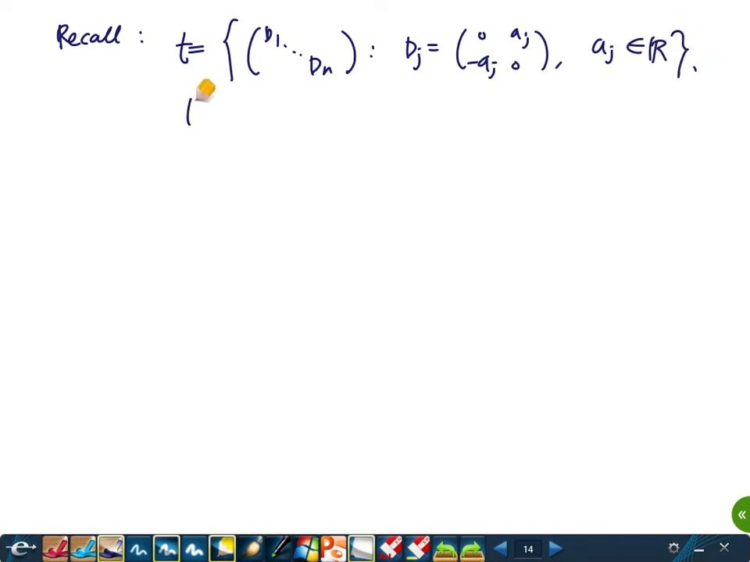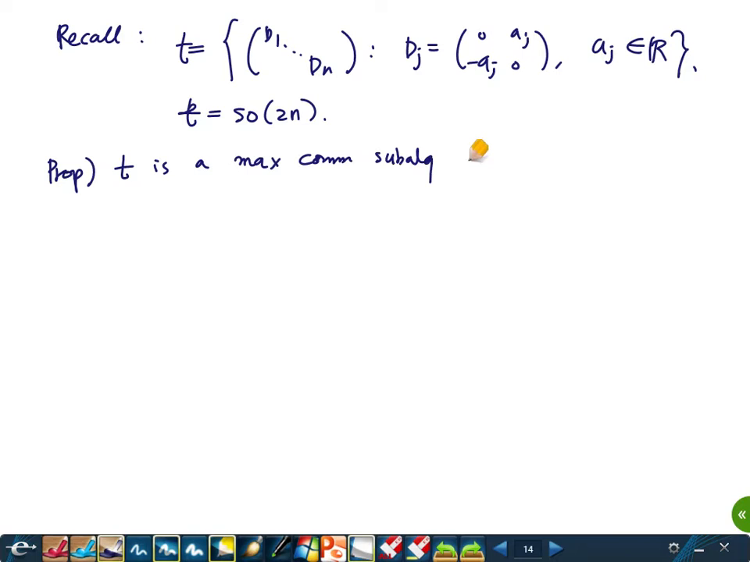And K is SO(2n), special orthogonal real matrices. Proposition: T is a maximal commutative subalgebra of K. If you prove this, then everything is done. Then H is really a Cartan subalgebra, the alphas are really the roots, and the X's are really the root vectors, and everything is done.